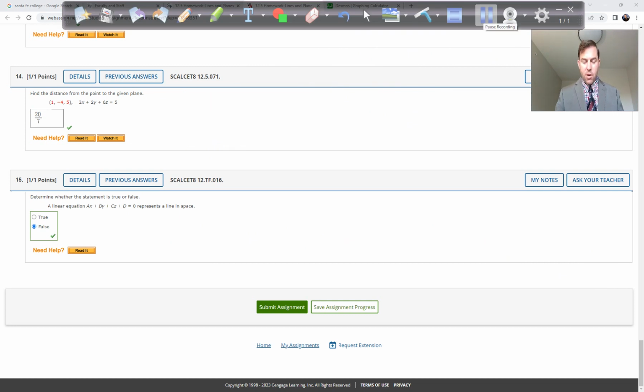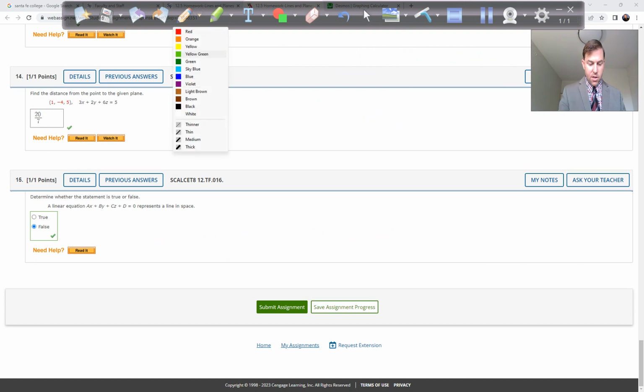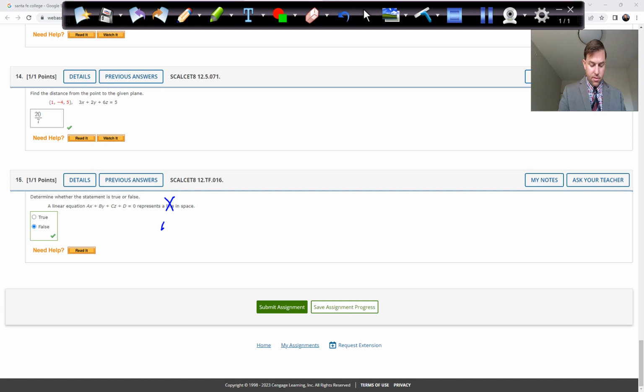Okay, last problem, problem 15. Determine whether the statement is true or false. A linear equation ax plus by plus cz plus d equals 0 represents a line in space. Note, it represents a plane in space. So all they had to do is switch one word and that would have been true, but the way they have it is false. That's chapter 12, section 5.